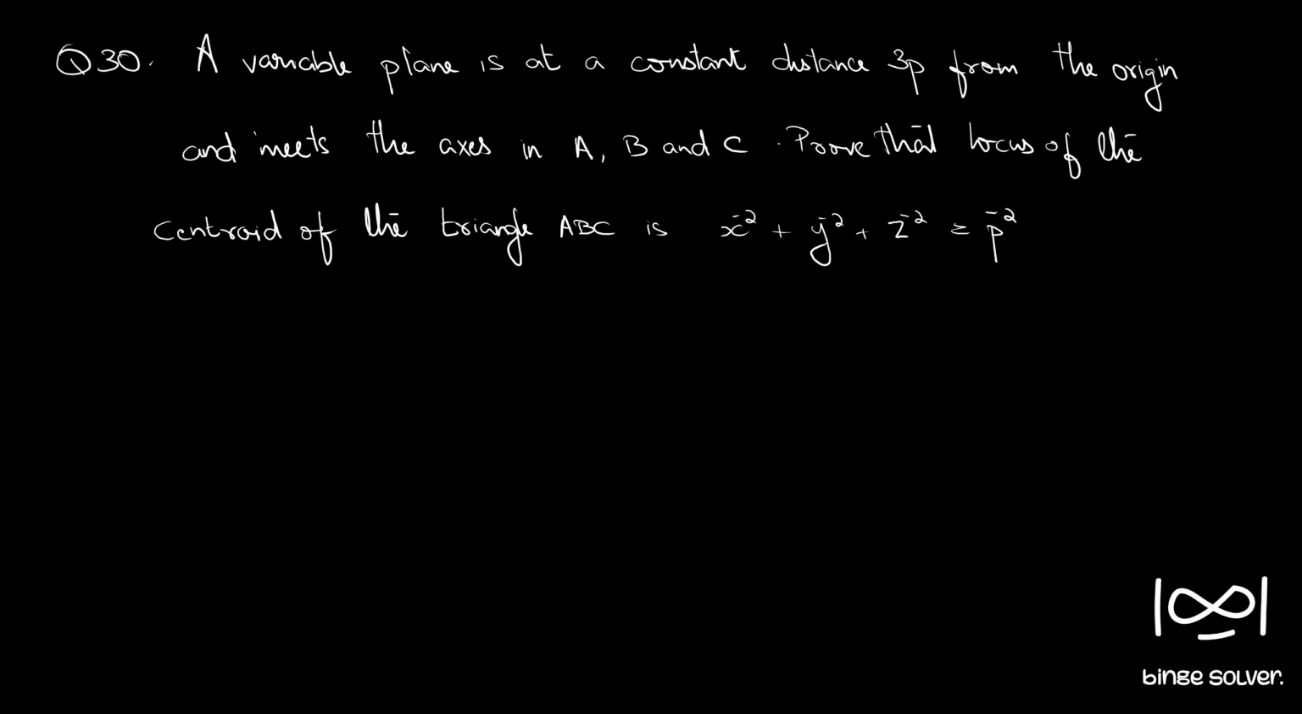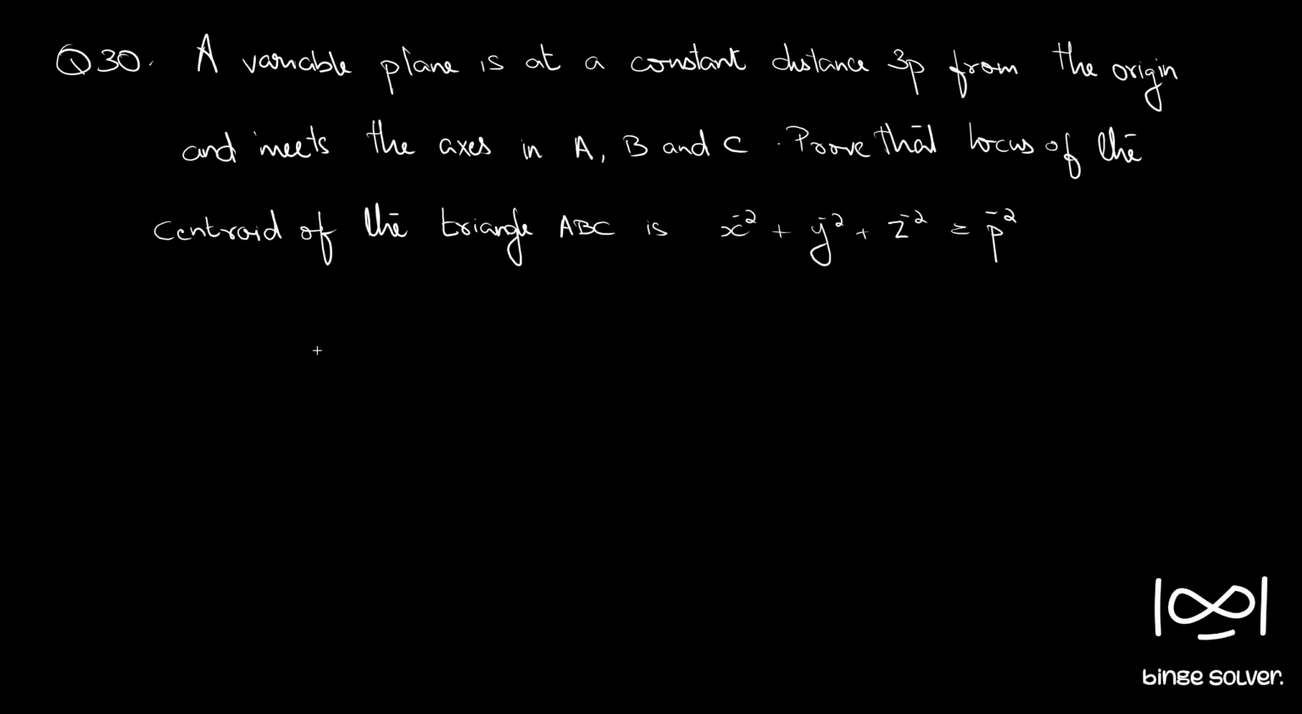Question number 30. A variable plane is at a constant distance 3p from the origin and meets the axes in A, B and C. Prove that the locus of the centroid of the triangle ABC is x raised to minus 2 plus y raised to minus 2 plus z raised to minus 2 equal to p raised to minus 2.